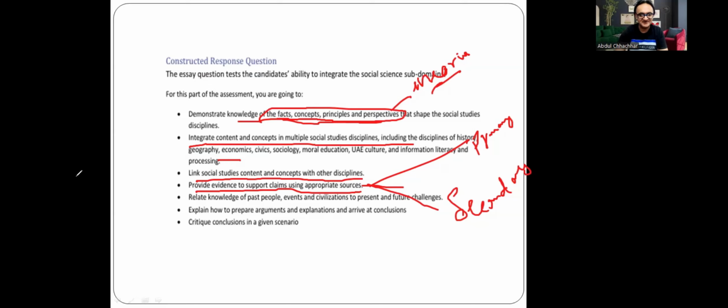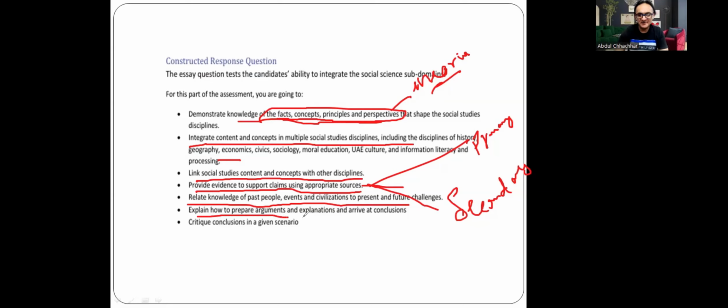Relate the knowledge of the past people, events, and civilizations to the present and future. So when you are writing a lesson plan, make sure you are connecting with what was in the past, what is currently, and how the future will be. Because this is exactly what social studies is.